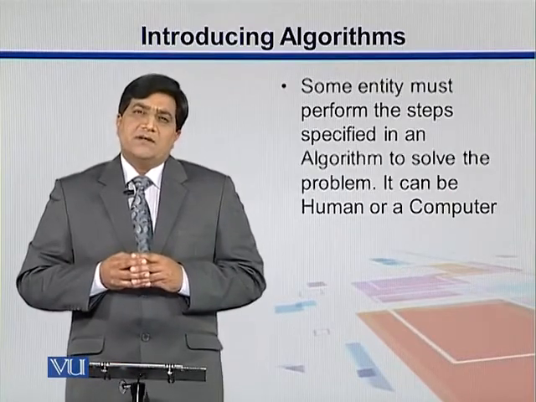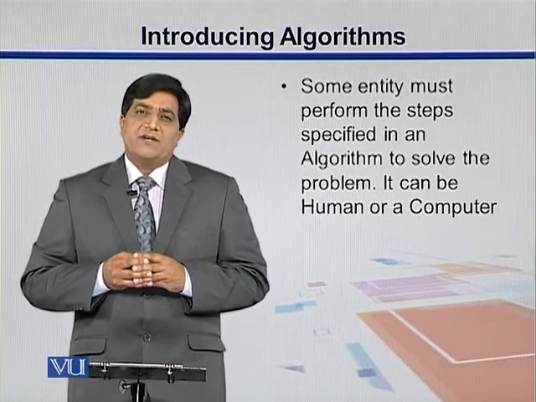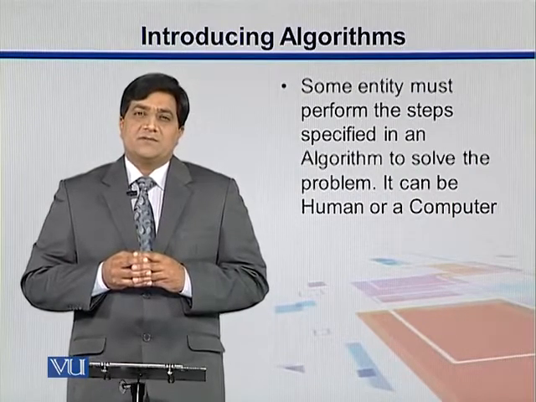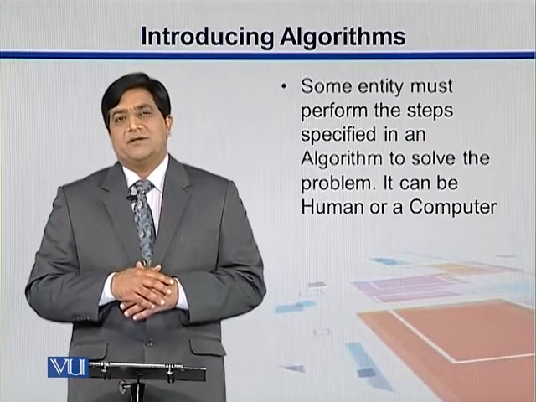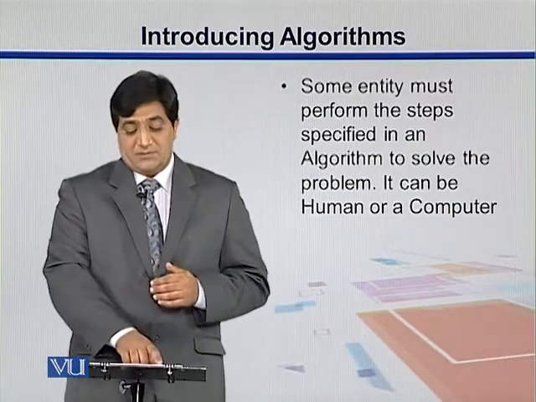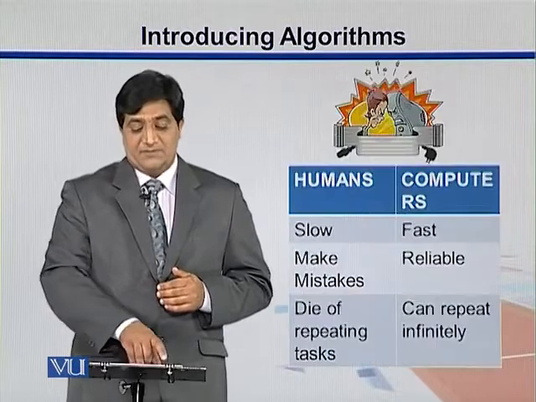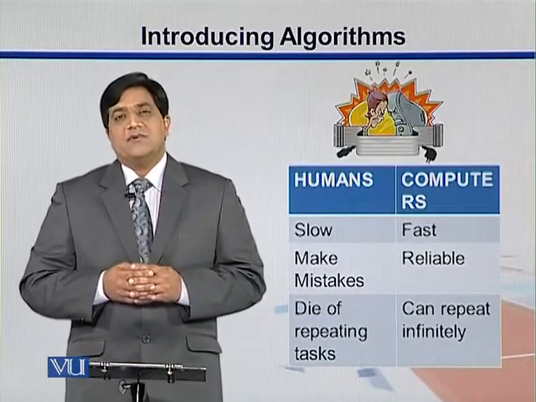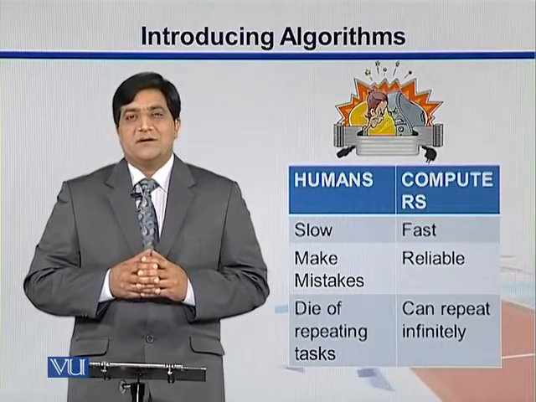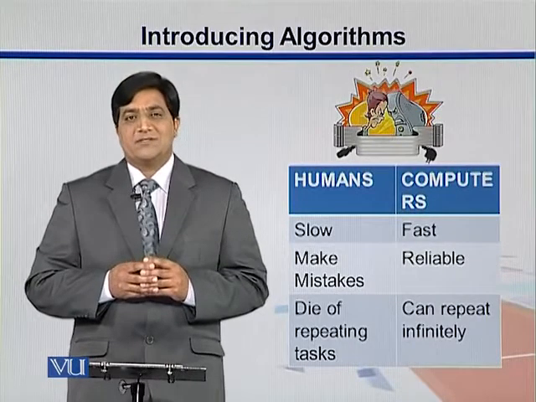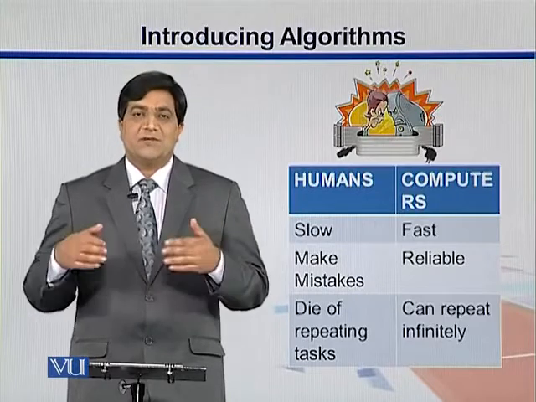When we define an algorithm, we need somebody to perform that task. Who is going to do that? Should it be a computer or a human? Let's compare these two entities with one another. If we compare humans and computers, we believe that humans are relatively slow, while computers are fast and can do computations really quickly.